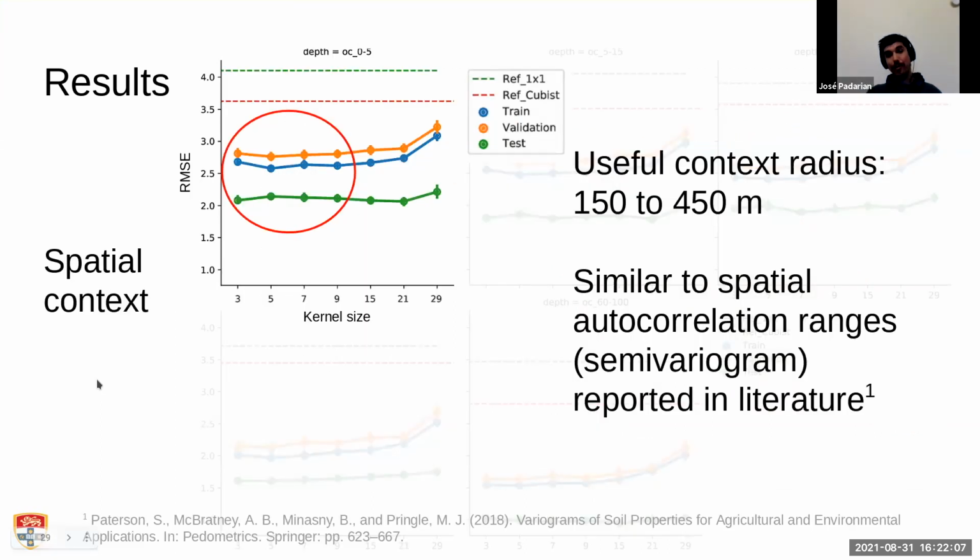Okay, so we found a useful radius that was equivalent to 150 and 450 meters, which is quite similar to, if you've worked a little bit in geostatistics, the autocorrelation range of soil organic carbon reported in literature. One of my colleagues did a review where they checked a bunch of variograms in literature for national and regional level studies, and they found an autocorrelation range of around 450, 500 meters, which makes sense.